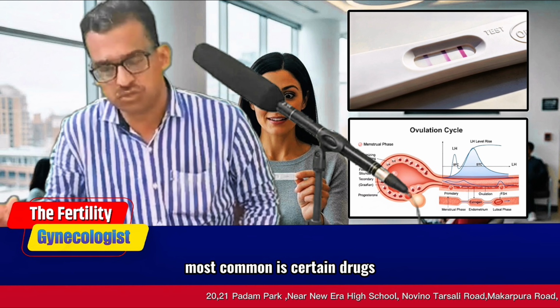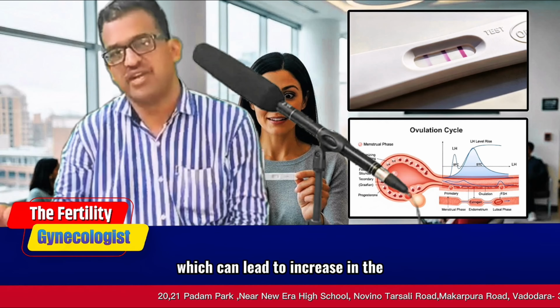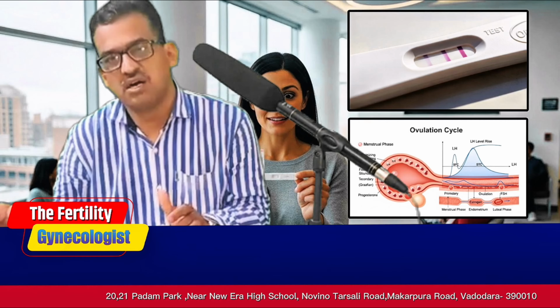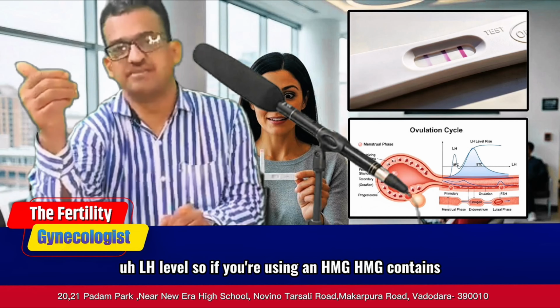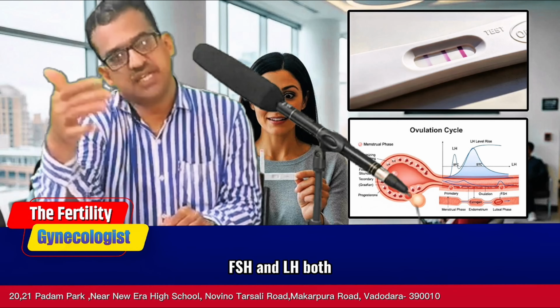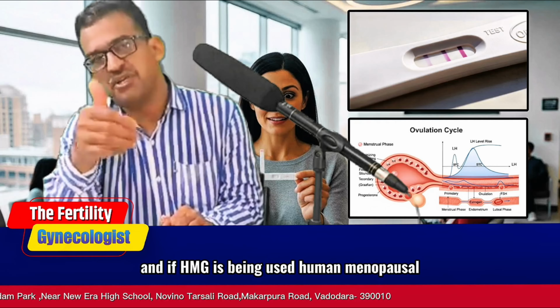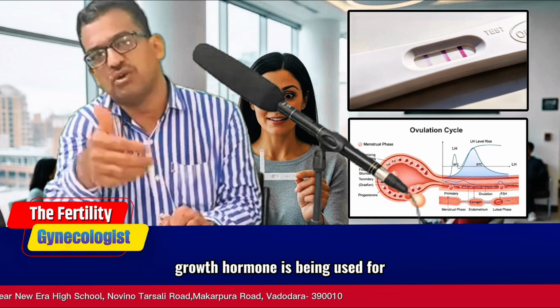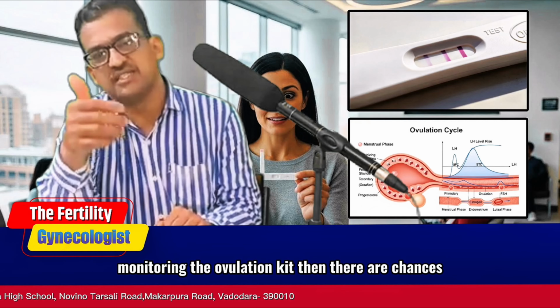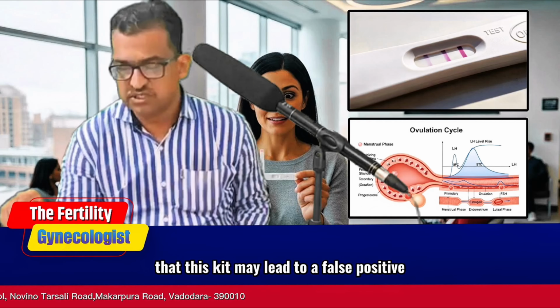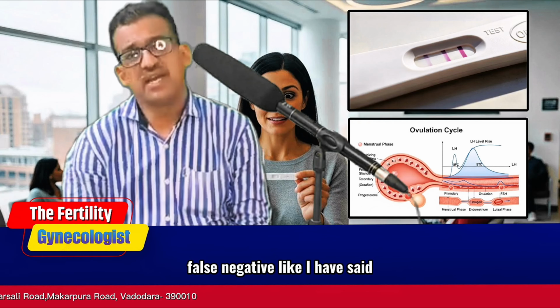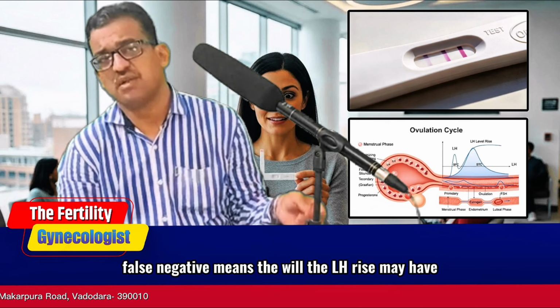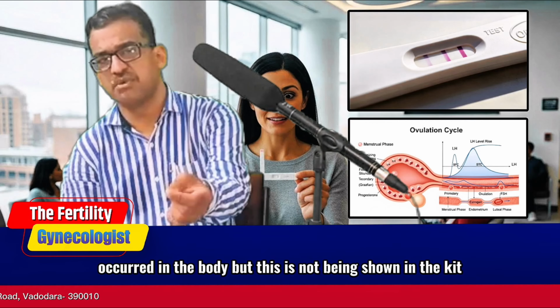The most common cause is certain drugs which can lead to an increase in the LH level. If you are using HMG, which contains both FSH and LH, human menopausal gonadotropin, for monitoring ovulation, then there are chances that the kit may give a false positive. False negative, like I have said, means the LH rise may have occurred in the body, but it is not being shown in the kit.